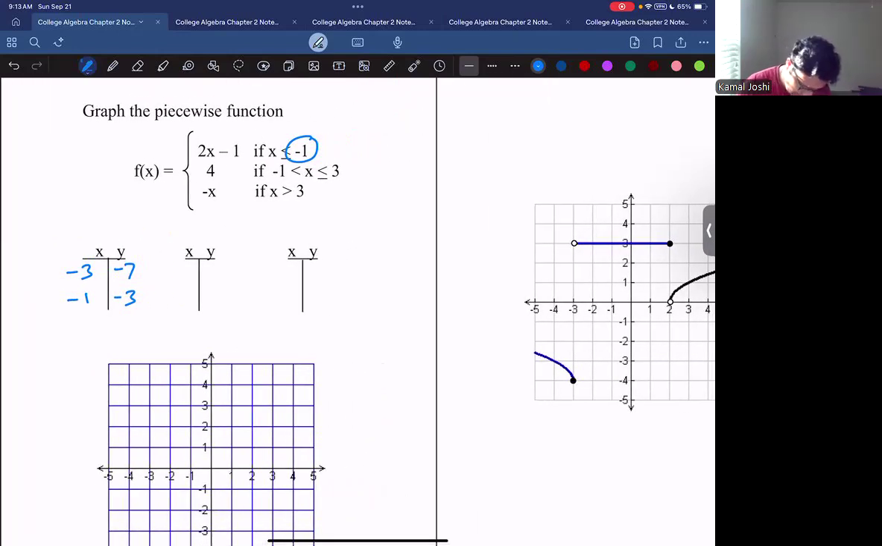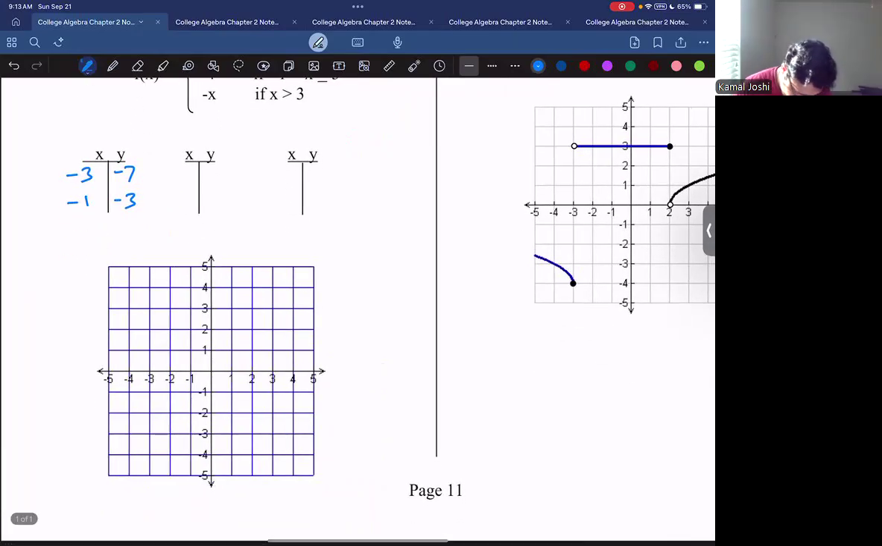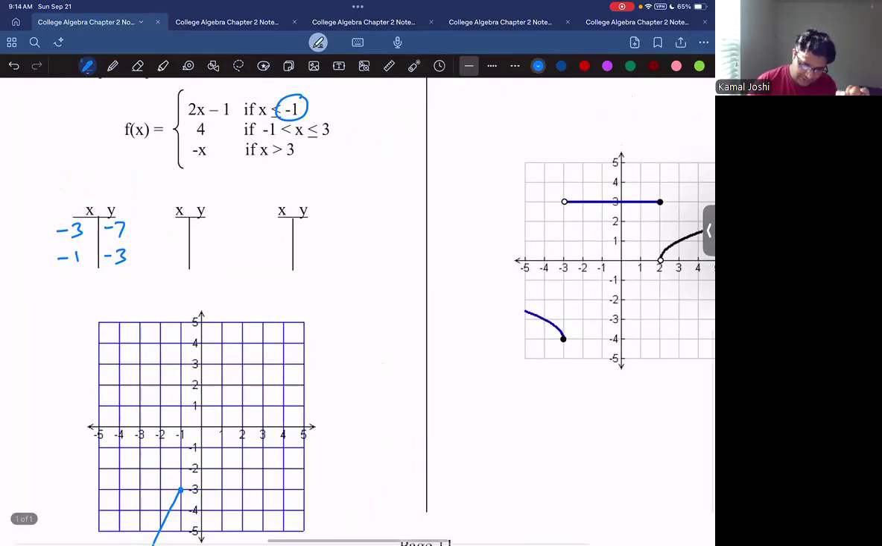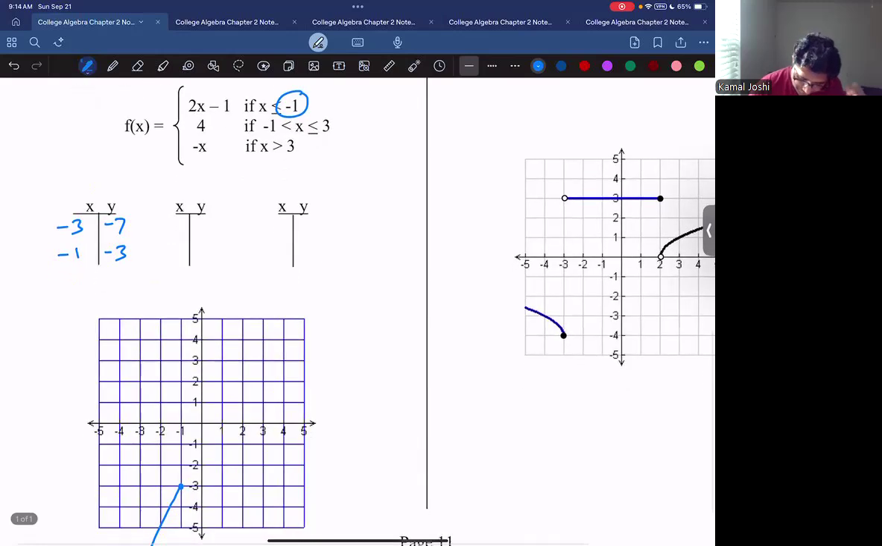Let me sketch that immediately. Okay, at minus 3, 1, 2, 3, 4, 5, 6, 7, approximately here. Okay, it is there. And at minus 1, it is at minus 3. And so your graph would look like that. Okay. And I'm drawing a solid circle there at minus 1, minus 3, because it is equal or less than minus 1. And I stop there.